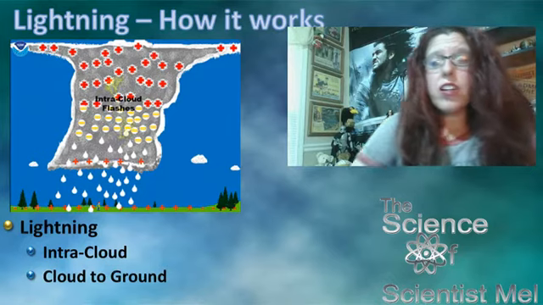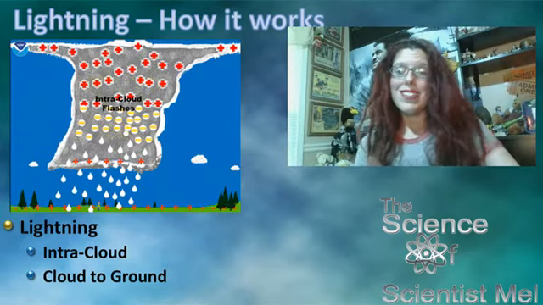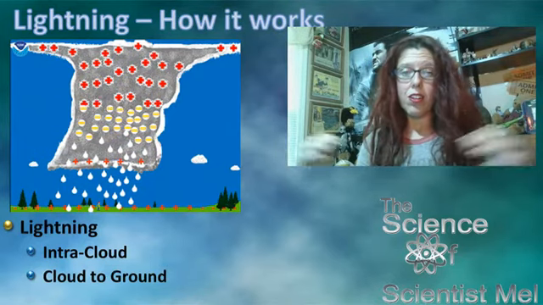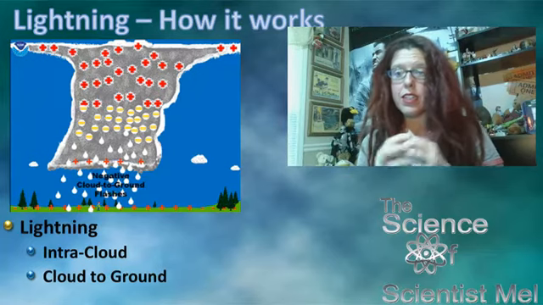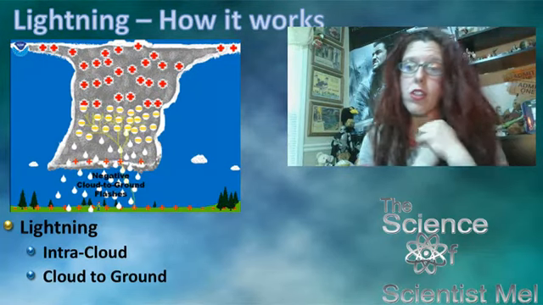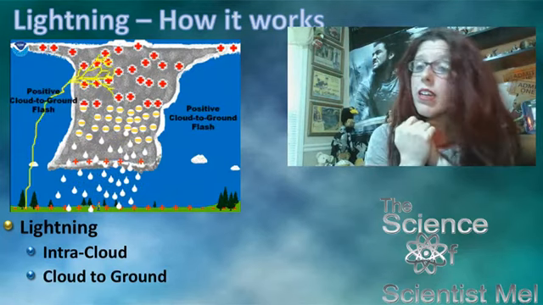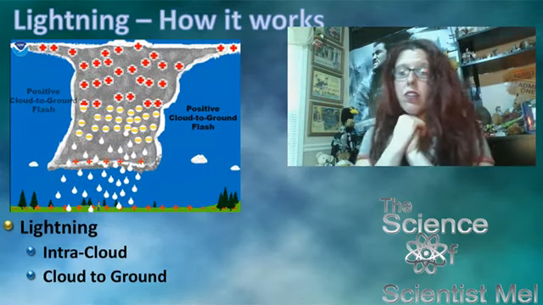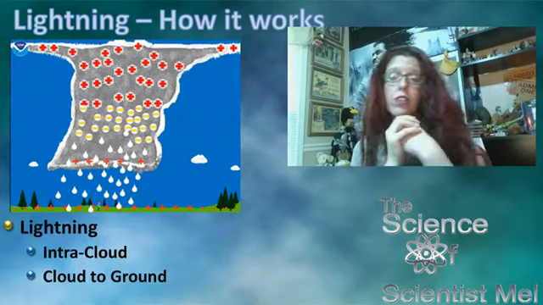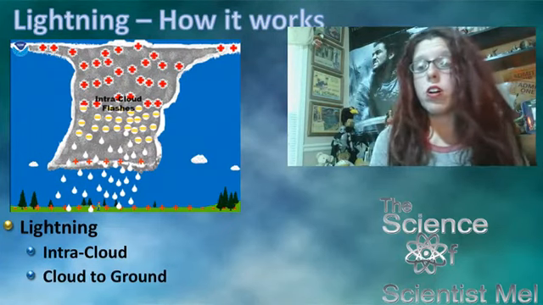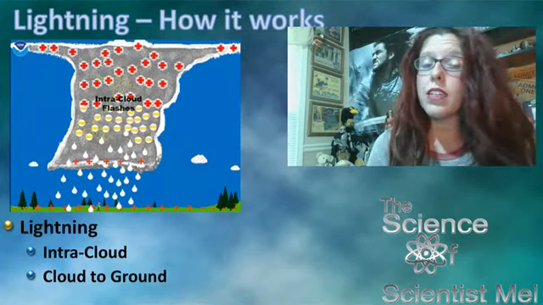Now, lightning can occur between opposite charges in the cloud. This is called intra-cloud lightning, or between opposite charges on the cloud and the ground. This is called cloud-to-ground lightning. Now, cloud-to-ground lightning is divided into two different types of flashes depending on the charge in the cloud and where the lightning originates.